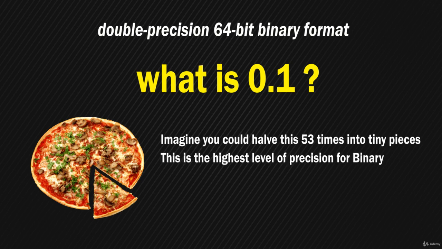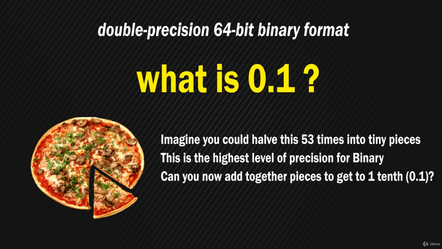Now, once you've halved this 53 times, that slither is going to be tiny, right? But let me ask you this. Can you take a certain amount of those slithers and add them up to get 1/10 exactly? How about 1/5? Answer is you cannot do it. It won't give you the exact right answer.